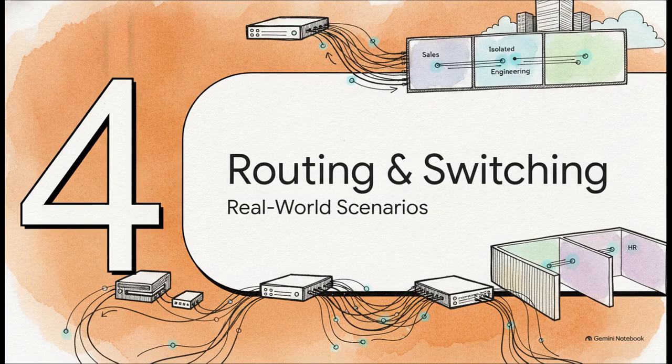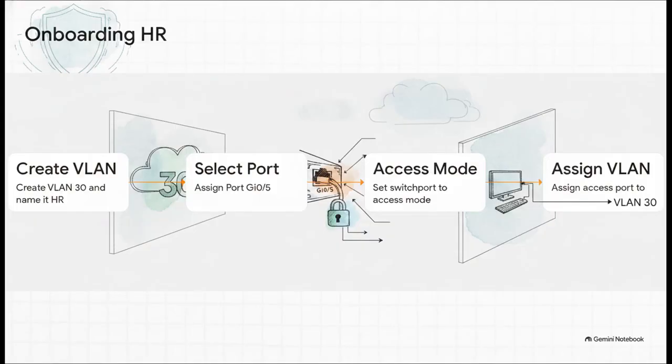Okay, section 4, routing and switching scenarios. This is the absolute meat of the job, right? Using these foundational commands to actually connect networks. Let's walk through some of those fantastic real-world examples from Chapter 9 to show you how this is done. Imagine we're onboarding a new HR department. Because they handle payroll and super sensitive data, they need strict network isolation. We do this in 4 quick steps.